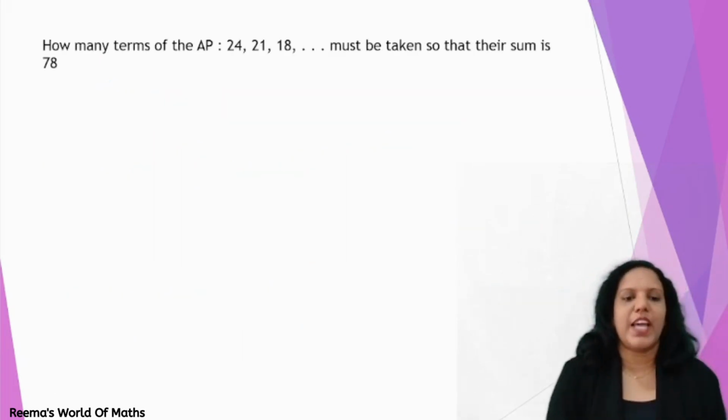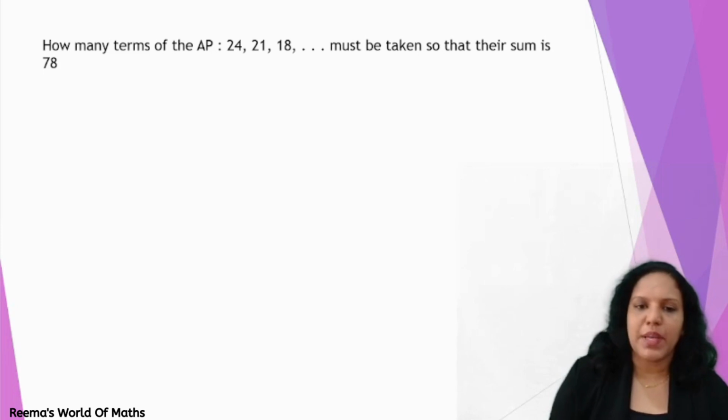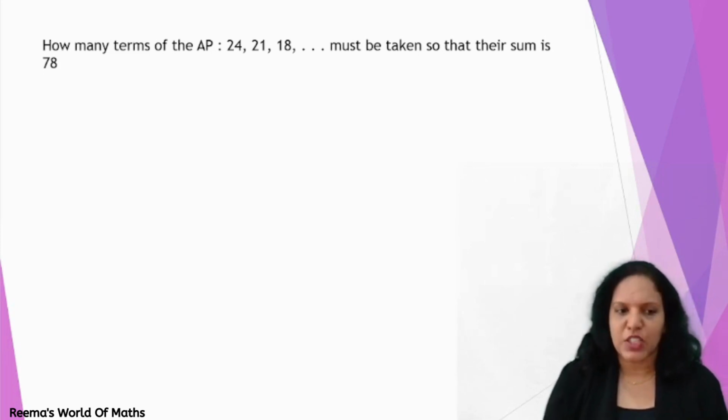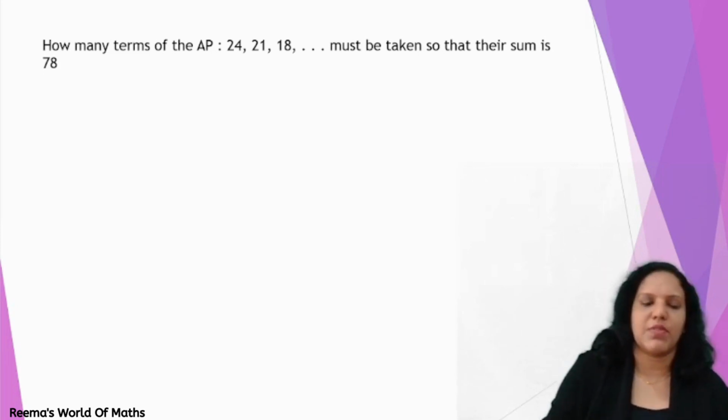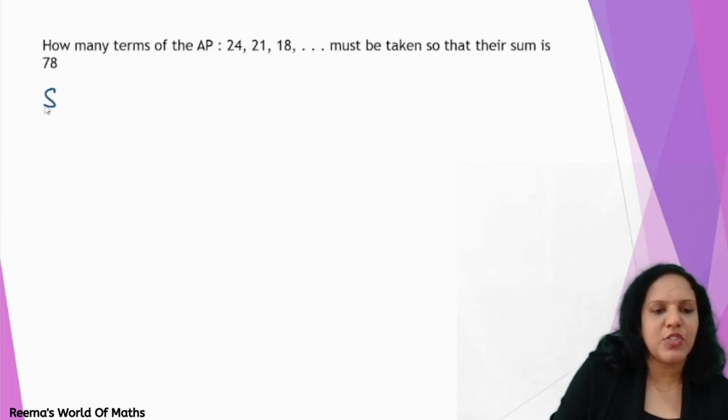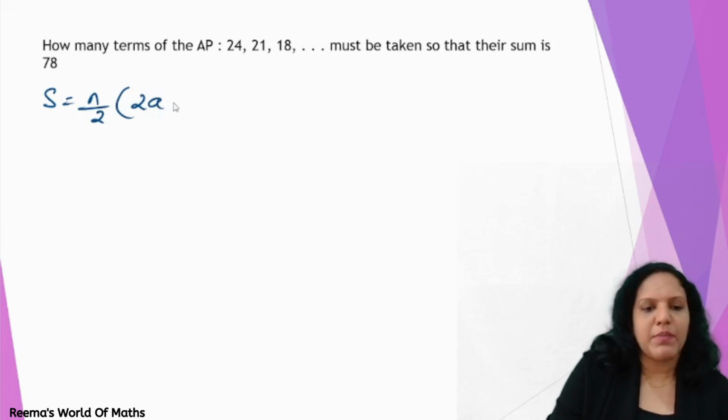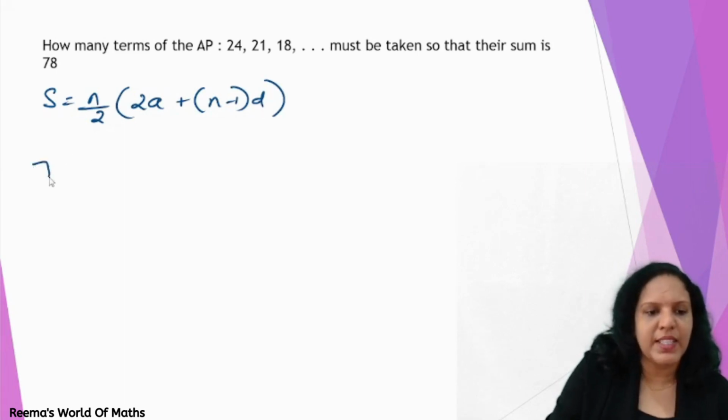How many terms of the AP 24, 21, 18 must be taken so that their sum is 78? So we need to find the n here, and we have been given the AP, the first term is there, and we can find the common difference, and we have been given the sum as well. So the formula is S equals n by 2 multiplied by 2a plus n minus 1 into d, right? So S is given as 78.